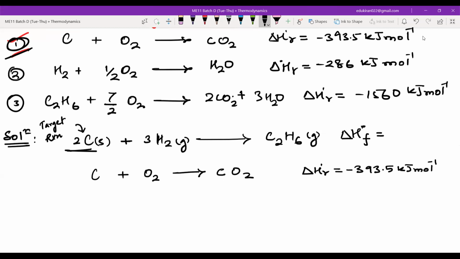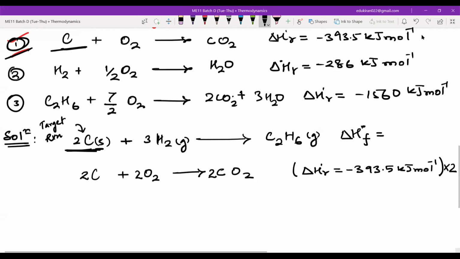Now, there is something quite similar between the first reaction that we have written and the target reaction. The point of difference is that here we have only one carbon in the given reaction, and in the target reaction we have two moles of carbon. So I will multiply this whole equation by 2. I will write 2 carbon and 2 oxygen molecules giving me 2 molecules of CO2. And if we are reacting 2 moles of carbon, then I will have to multiply this ΔH° also by 2.